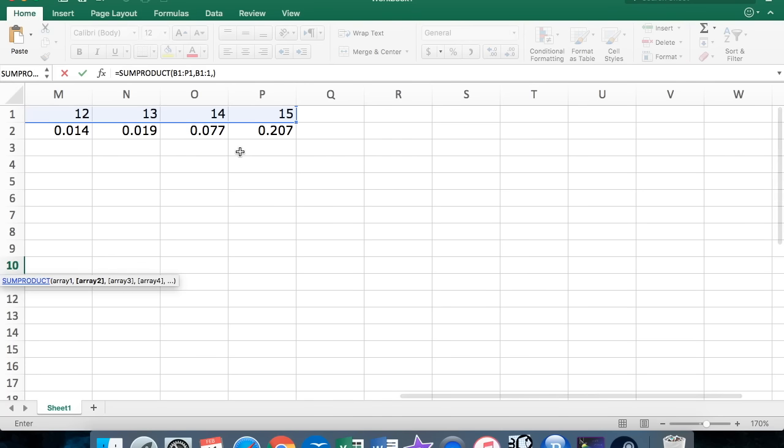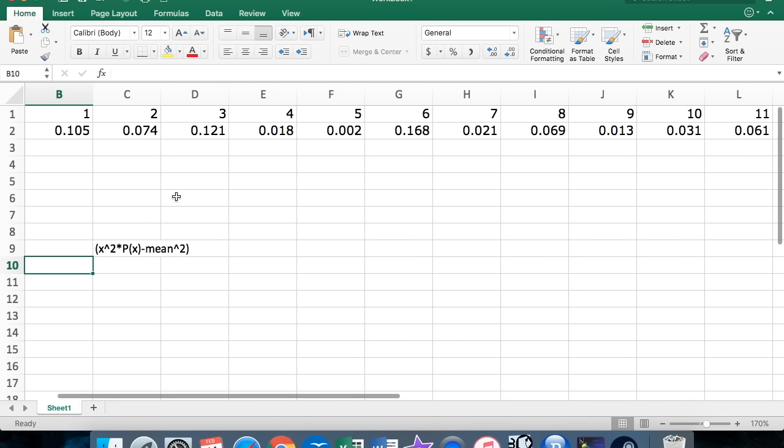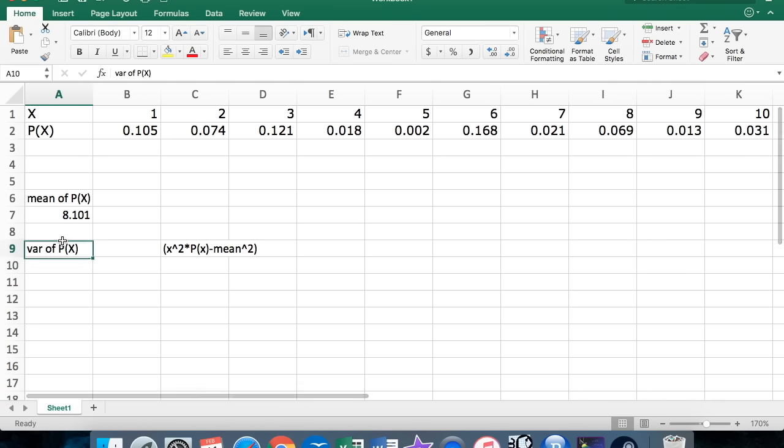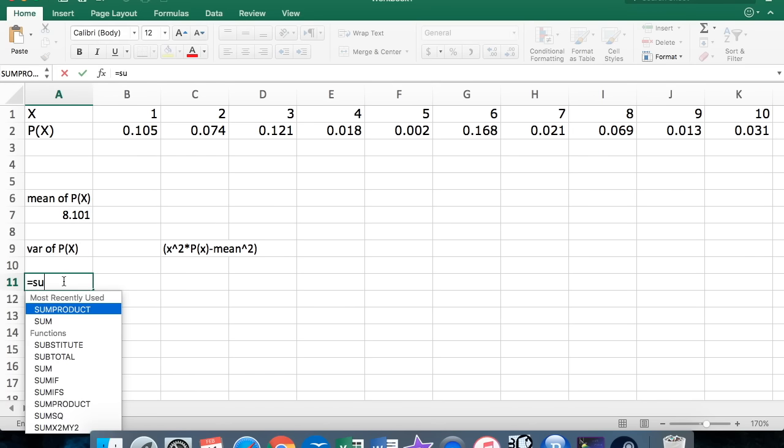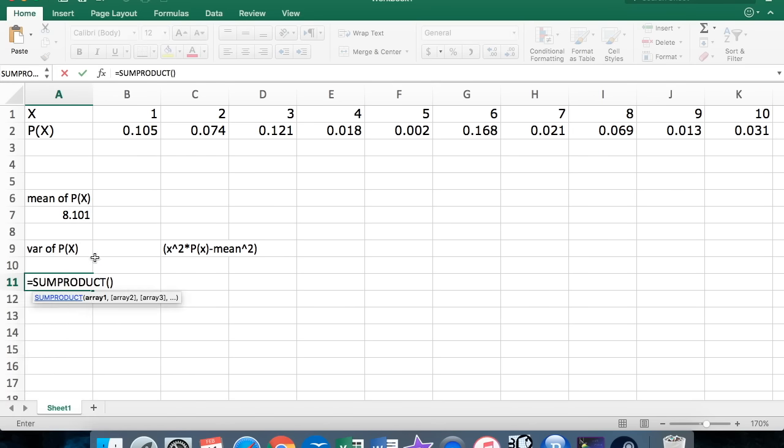Okay, but for some reason it's freaking out on me. I don't know why this is happening. I think my Excel's acting strange. So let me try this again. So sum product equals sum product. Okay, so all of this. So this again.